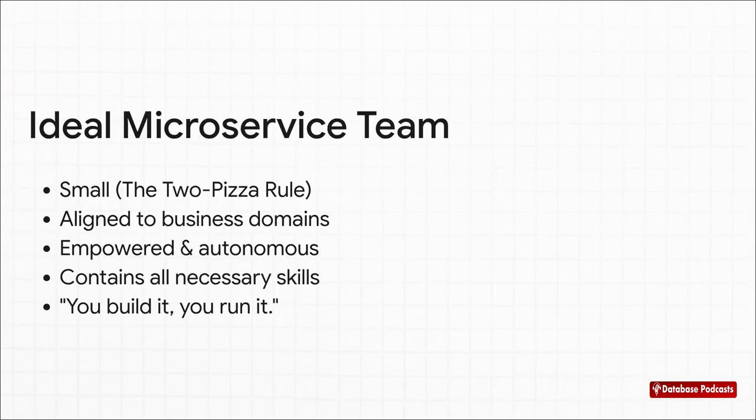So what does this perfect team look like? Well, first, it's small. That two-pizza rule is key. It's focused on a clear business area, not just a piece of technology. It's also empowered to make its own decisions without having to ask for permission all the time. And critically, it has all the skills it needs: product, design, coding, operations to own their service completely. It's the whole you build it, you run it philosophy.